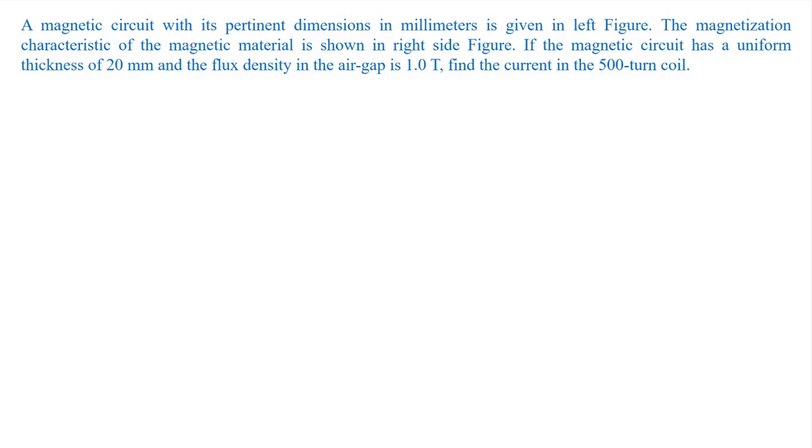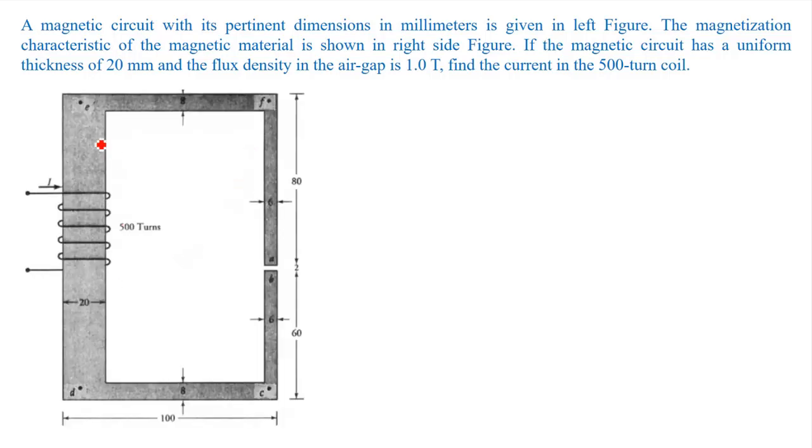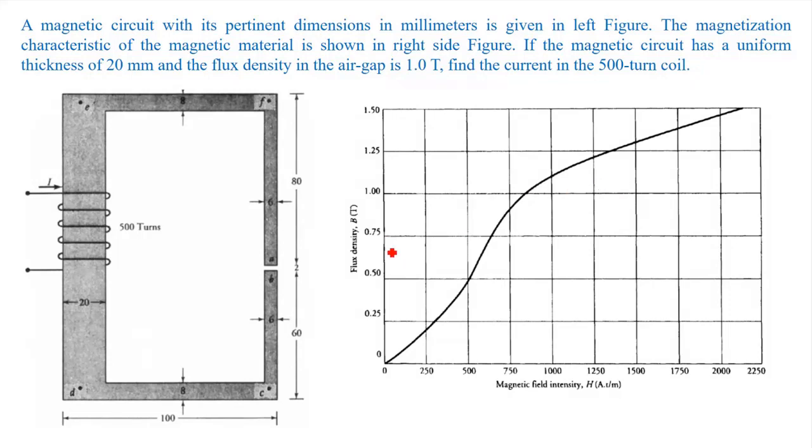Okay, so now let us see this example, as I already discussed in the last class. There is a magnetic circuit with its pertinent dimensions in millimeters given here, the height, width, everything. The magnetization characteristic of the magnetic material is shown in the right side figure. This is your magnetization curve, which is the characteristic between the flux density and the magnetic field intensity, B and H. The thickness of this core is 20 mm, let us say T.